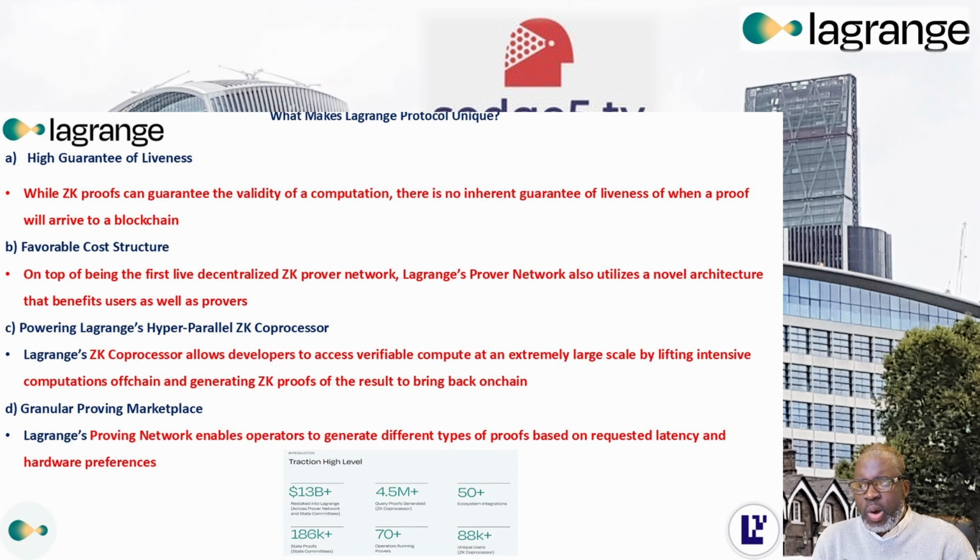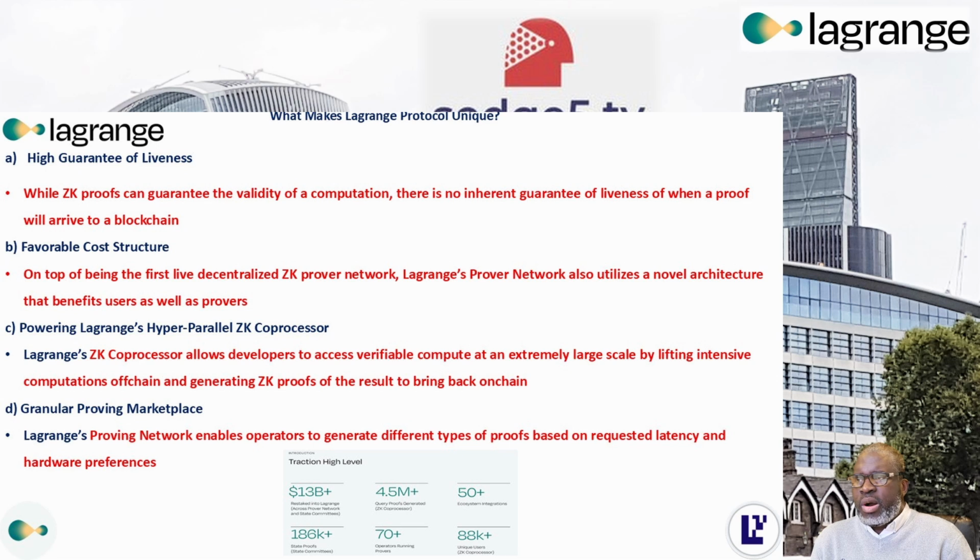And the next reason why Lagrange's Prover network is unique is around its granular proving marketplace. Here, Lagrange's proving network enables operators to generate different types of proofs based on requested latency and hardware preferences. The proving network architecture generalizes to different categories of proofs, including data consumption, database construction, data ordering, and so on. The hyper-parallel nature of the network allows segregation and pricing per proof category, leading to a two-sided marketplace where complex queries are met with predictable proof categorization and generation.